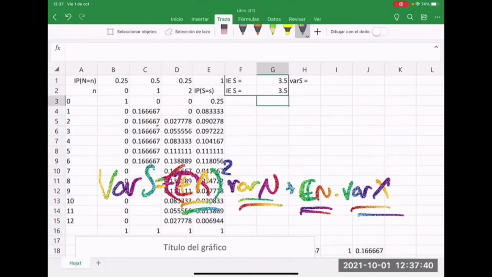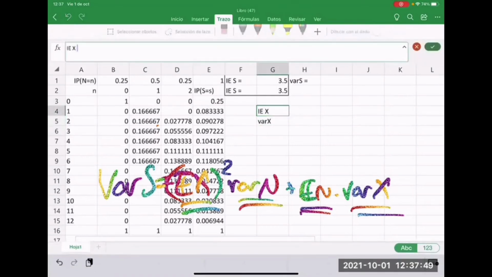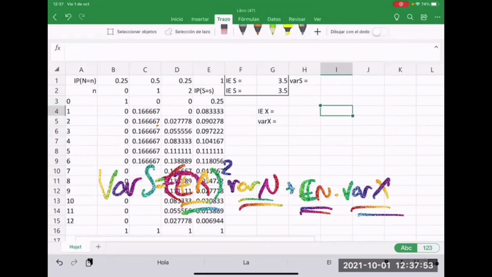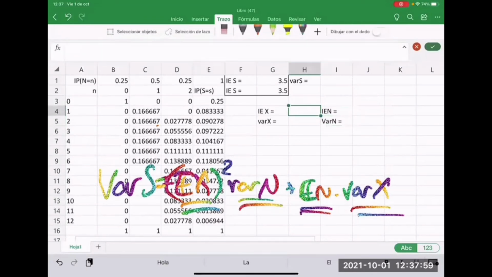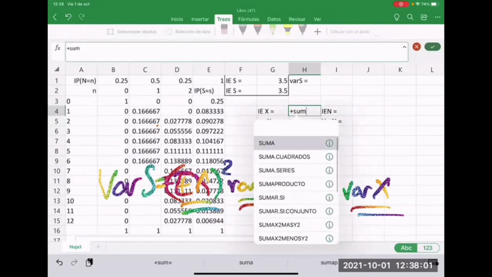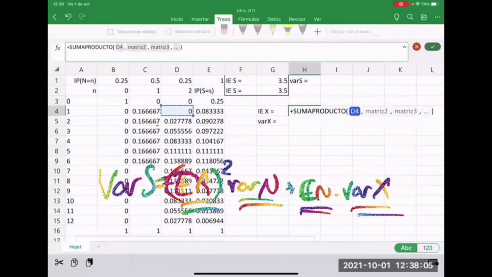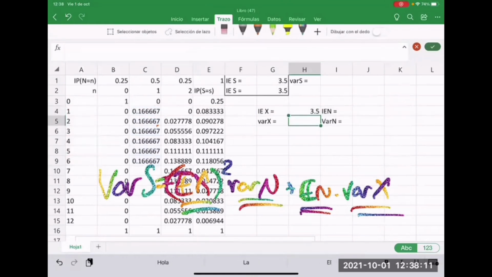So I write now the expectation of x. I need to put the expectation of x and then the variance of x. Okay, the expectation of x equals I don't know what, the variance of x equals I don't know what. Then we need to put the expectation of n, which equals I don't know what, and then the variance of n, which equals I don't know what either. And then in here, I need to put the sum product of these values here with these other values here. That's the expectation of x.